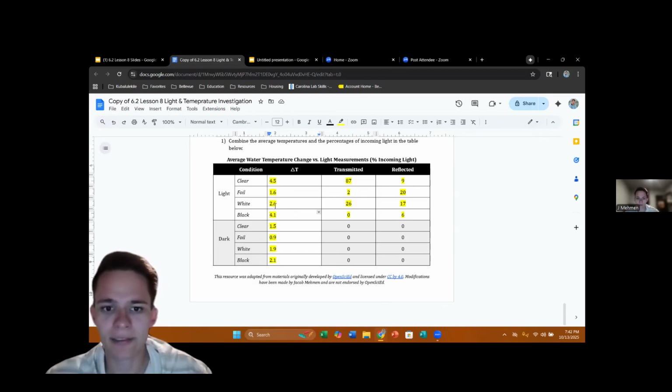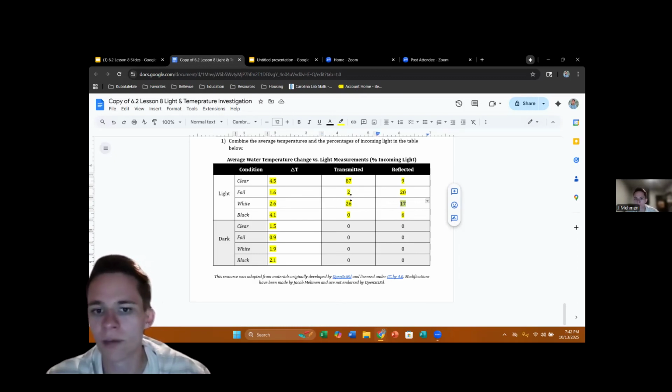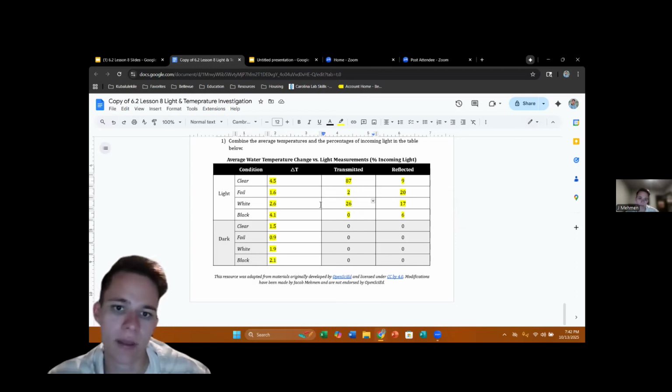Let's look at the white cup next. It had a little bit of a temperature change, definitely not as drastic as the clear or the black cup, but we notice that there's 26% of light transmitted, 17% of light reflected, and then the rest would be absorbed. So again, maybe that combination of the absorbed and transmitted light is helping to warm up the liquid inside of our cup.